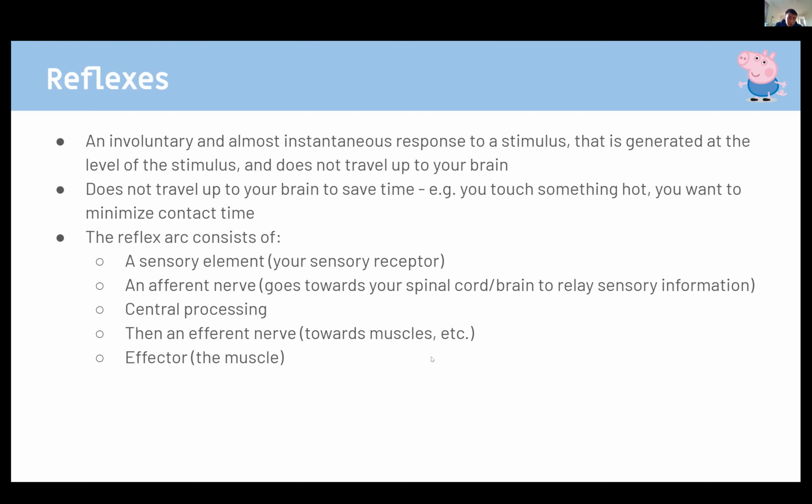It will process this information, and then once it processes it, it will give it to an efferent nerve, which takes signals from your spinal cord, from your CNS, towards your muscle or your effector organ. Finally, when it reaches the effector organ, like your muscle, it will tell it to pull your hand away from the burning pot or something like that. So those are the 5 basic components.